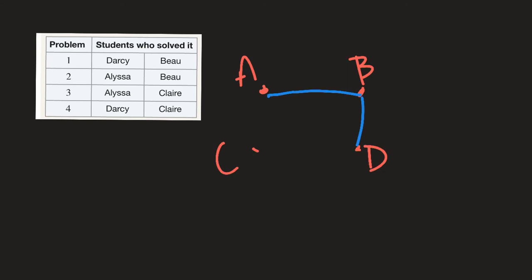Who worked in question 3? Alyssa and Claire. Who worked in question 4? Darcy and Claire. So that's one of the ways, and just by the positioning of my letters, you can get the network to show that.